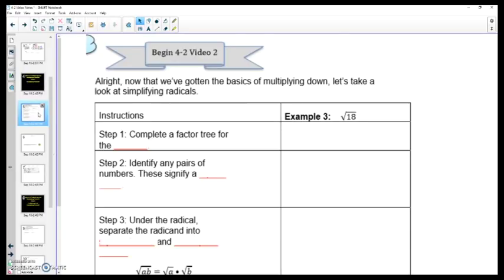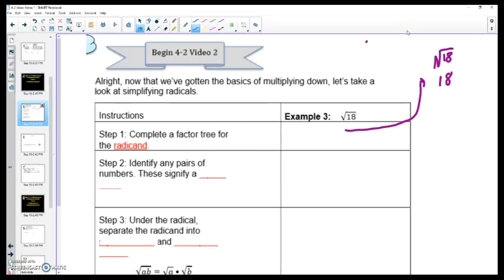So we're going to have a set of instructions that we're going to follow to help us find the simplified form of a radical. Our first step is going to be completing a factor tree for the radicand. Remember, the radicand is the number that is underneath the square root. In this case it's going to be 18. So I am going to go ahead and move this over here just because I write a little bit big and I want to make sure that you guys can read this. But we're looking at the square root of 18. 18 is going to be our radicand.